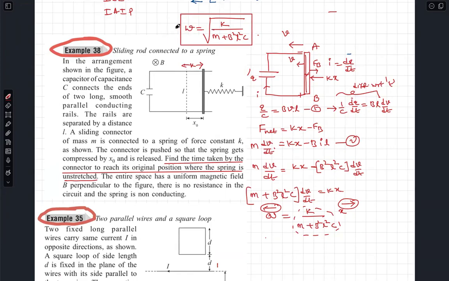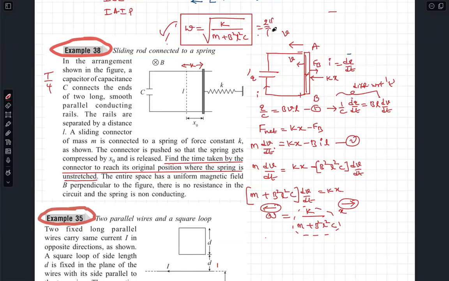But this is not your answer, no? What they are asking is 1/4 of the time period. So the answer is T by 4. This is nothing but 2 pi by T. They're asking 1/4 of the time period, so pi by 2 times the reciprocal of this.